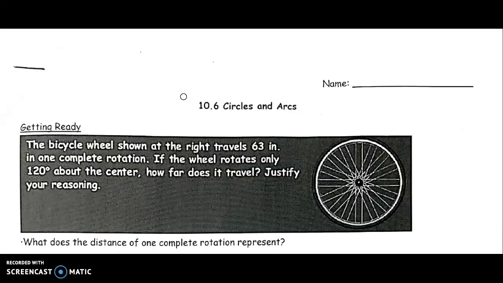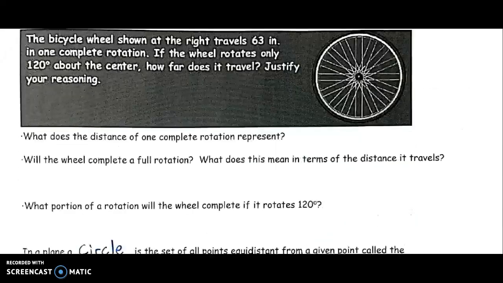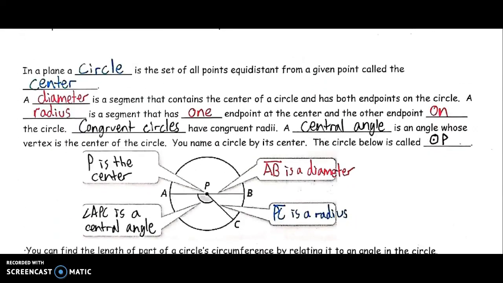So in section 10.6, we're going to shift our focus away from polygons and instead focus on circles and parts of circles that we call arcs. So getting into this vocab section, we can see that in a plane, a circle is what we call all points that are equidistant from a given point called the center. Again, equidistant meaning the same distance from the center.